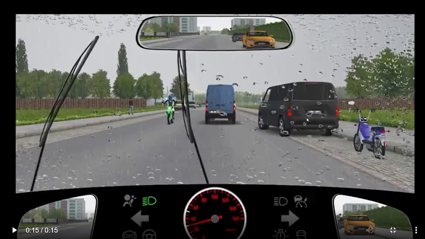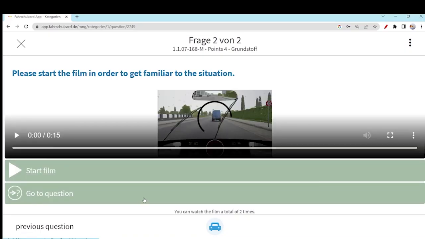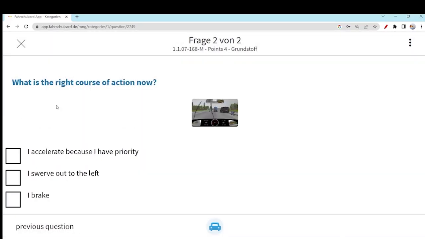Actually the black van should wait for us and allow us to move forward, and ideally the black van should be on the roadway. But now it's very critical. The black van has indicated, and at the same time, it is entering the road. So what is your responsibility? I think the situation is very clear. What is the right course of action now? I accelerate because I have the priority.